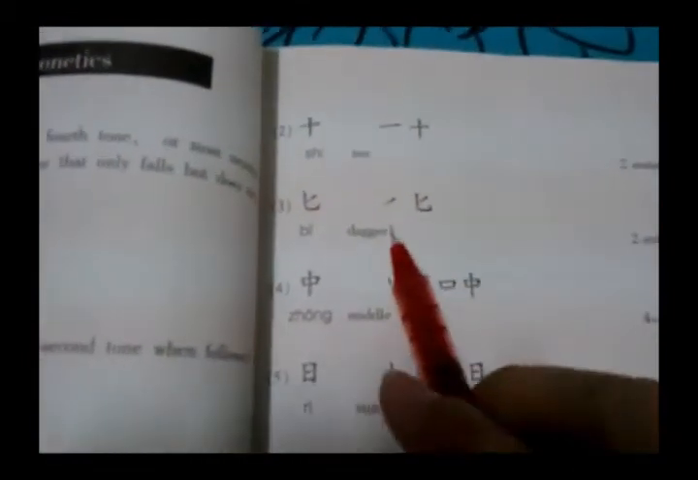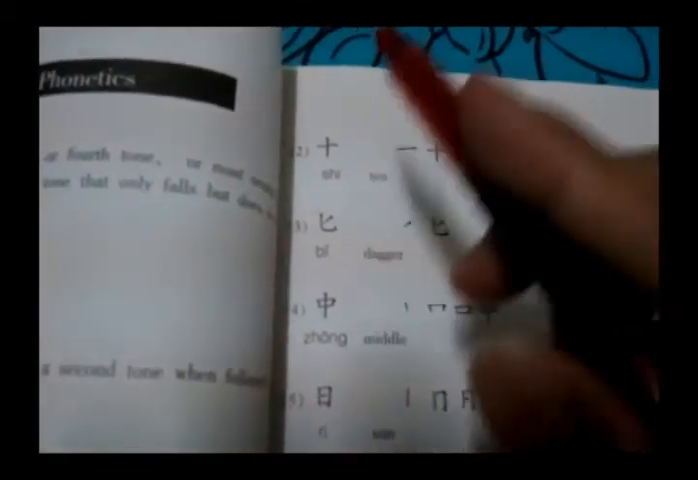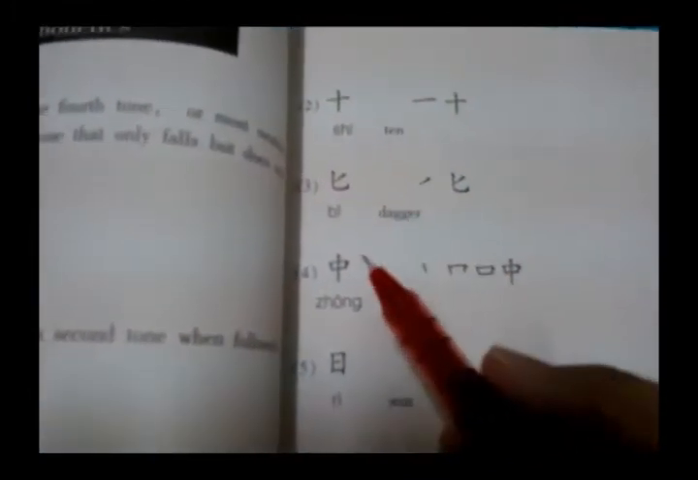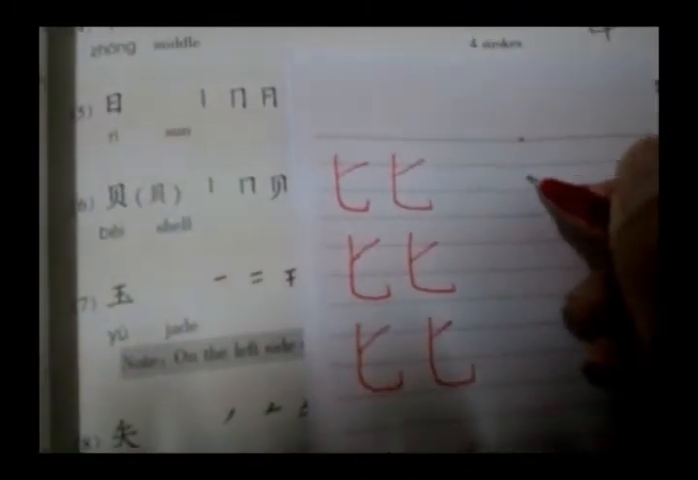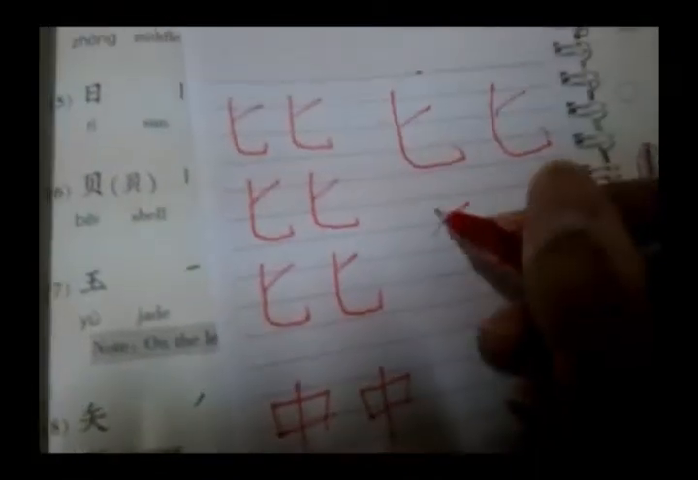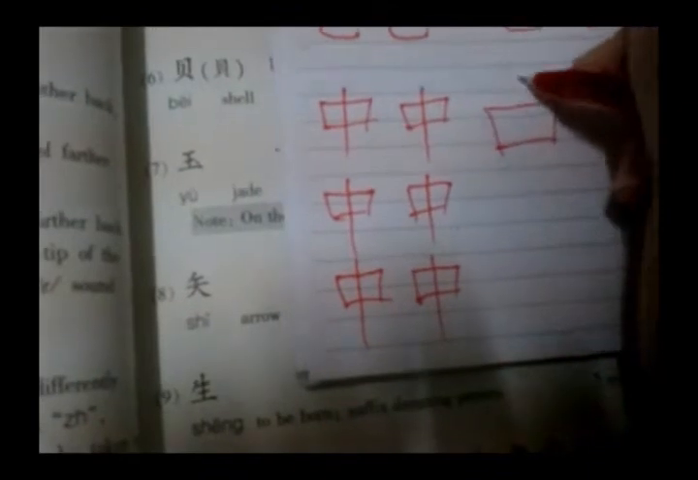Our next two characters are the characters for dagger, bi, bi, and zhong, zhong, which is middle, which is what you use for China, zhongguo. So that's a prefix. That means middle. So let's write it. Bi, dagger, is written like this. 1, and then there. 1. So just 2 strokes, not that hard. Bi. And this means middle. Zhong.